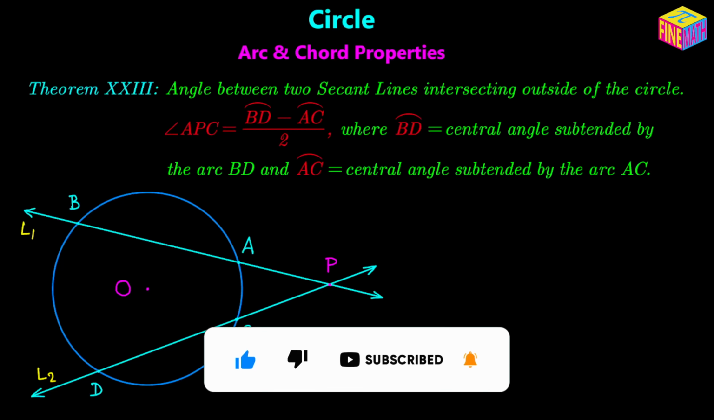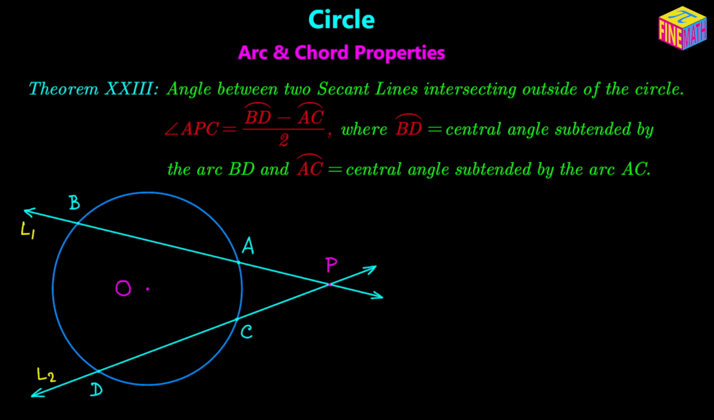As you can see in the diagram, we have a circle with the center at the point O, and I have two intersecting secant lines. I have named them as L sub 1 and L sub 2. The two secant lines intersect each other at point P, which is outside of the circle. The first secant line intersects the circle at points A and B, and the second secant line intersects the circle at points C and D.